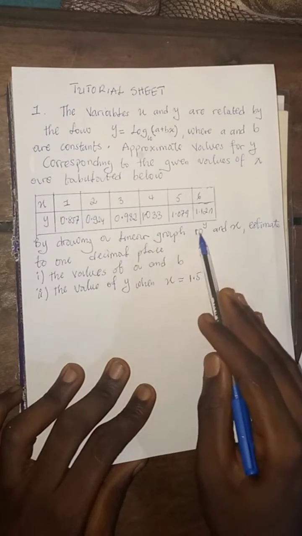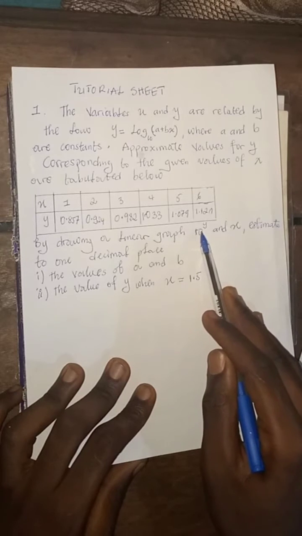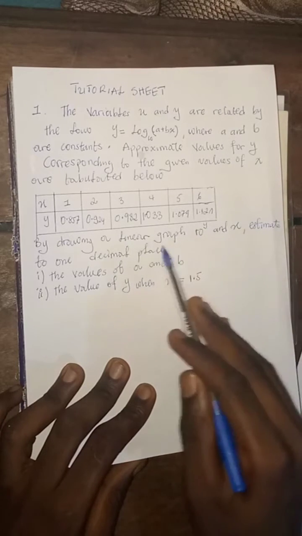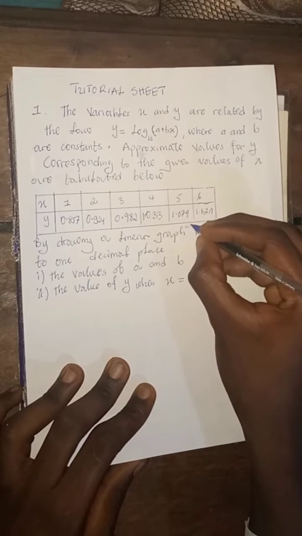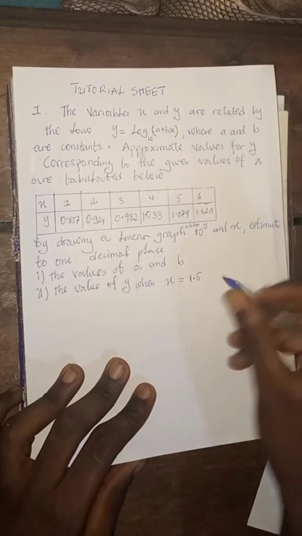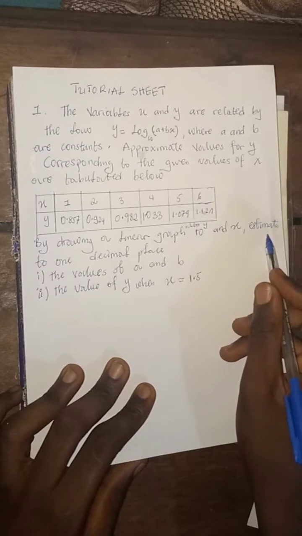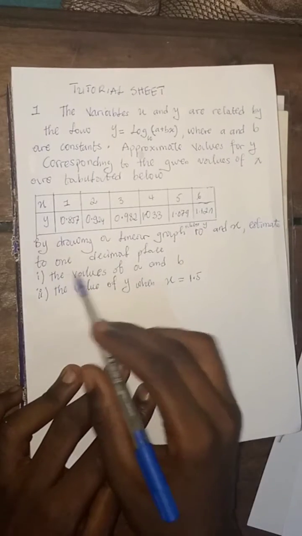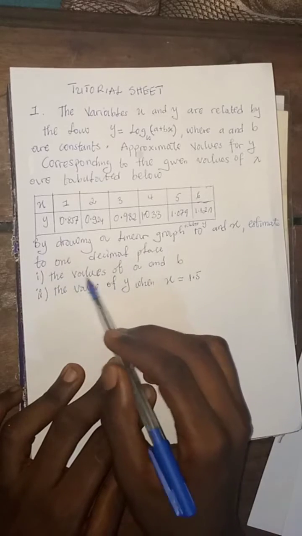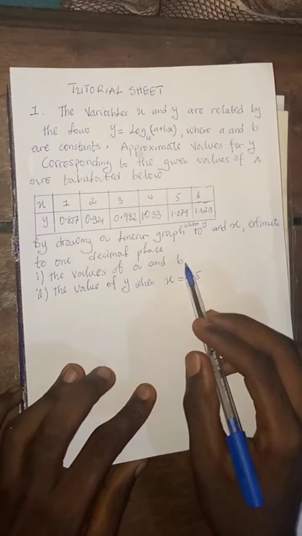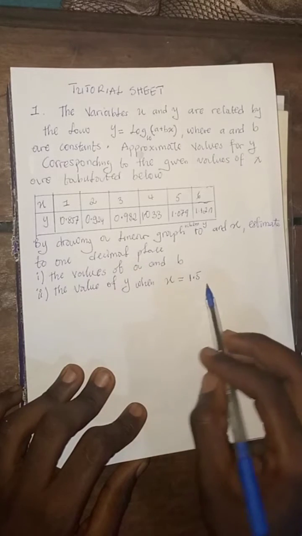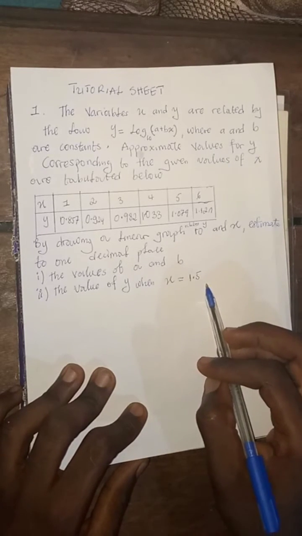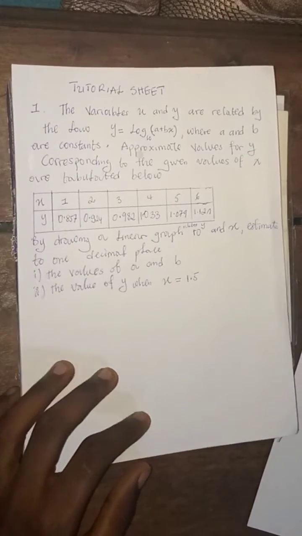By drawing a linear graph relating 10 to the power y and x, estimate to one decimal place the values of a and b. Roman numeral 2, the value of y when x is 1.5. So let's go straight into answering this question.